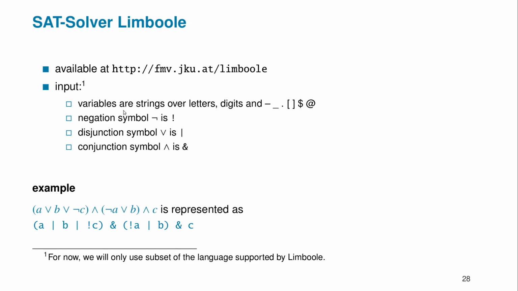And how do formulas in this format look like? With variables that are strings of letters, digits, and some special symbols. The negation is an exclamation mark, the disjunction symbol is this pipe, and the conjunction symbol is this ampersand. If we have this formula, A or B or not C, and not A or B and C, then we can write A pipe B pipe not C, and not A pipe B and C. So this is rather straightforward, and Limboole supports a more general language, in fact, but this we will use only next time. For now, we are focusing on these CNF formulas. But Limboole would be able to process also more advanced formulas.